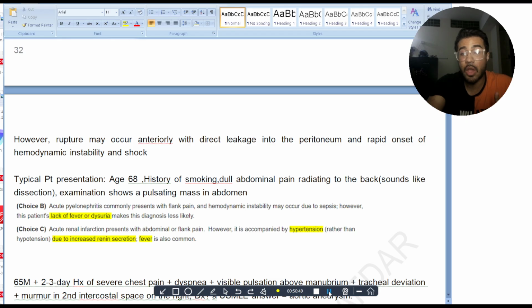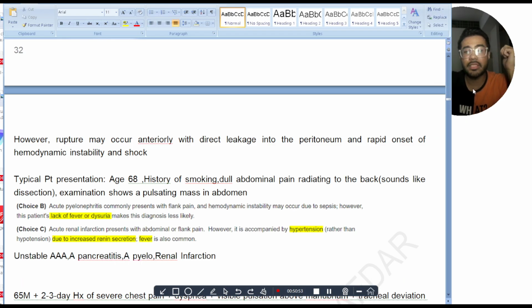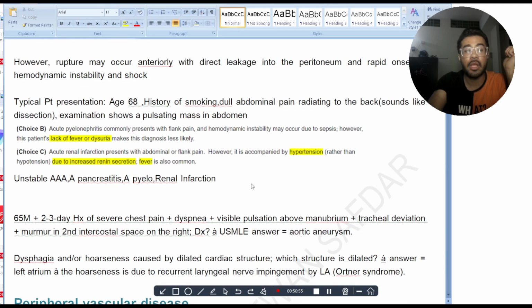Let me write down the differentials when it comes to abdominal aortic aneurysm. You guys need to get a really good grip on these four: unstable abdominal aortic aneurysm, acute pancreatitis, acute pyelonephritis, and renal infarction. You should know how to differentiate between these four.